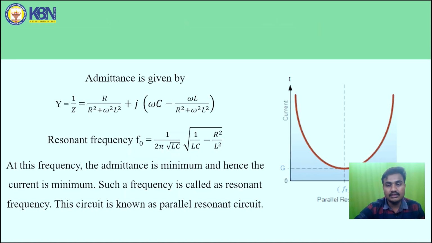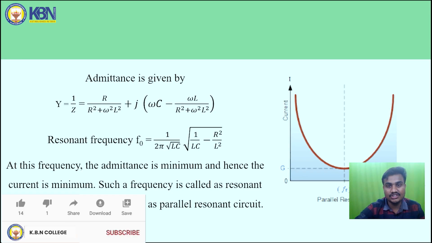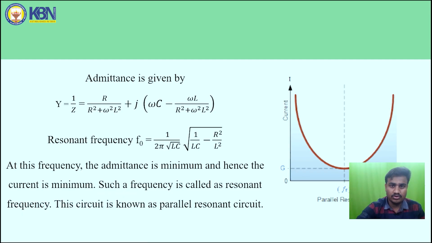Again, by using Kirchhoff's first law, we get the relation for the admittance, given by Y equal to 1 by Z, which is equal to R by (R square plus omega square L square) plus j times (omega C minus omega L by (R square plus omega square L square)). This is the admittance of the LCR parallel resonant circuit.